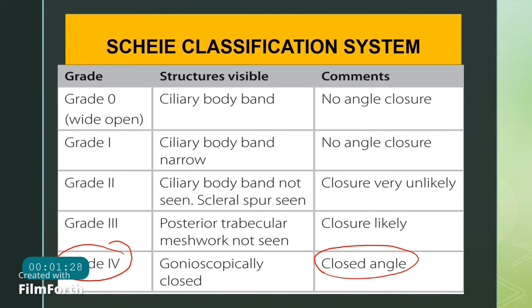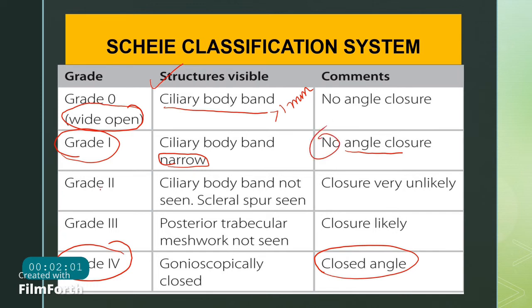Next, the Scheie's classification basically classifies based on the structures that you can see while doing the gonioscopy. So grade 0 means it is a wide open angle and you are able to see the ciliary body band very well. Almost more than 1 mm will be the width of the ciliary body band. So it is a wide open angle and there is no angle closure. Now grade 1 means that the ciliary body band will now get narrowed. However, you can still see all the angle structures and there is no angle closure. Grade 2 means now the ciliary body band is not seen and you can see only up to the scleral spur. So this is also an open angle, but closure is very unlikely in this case.